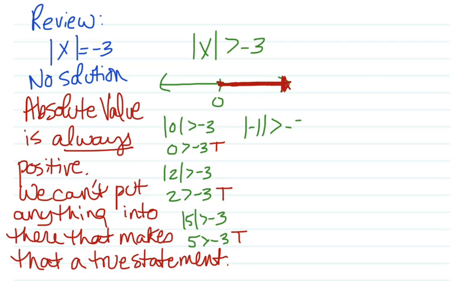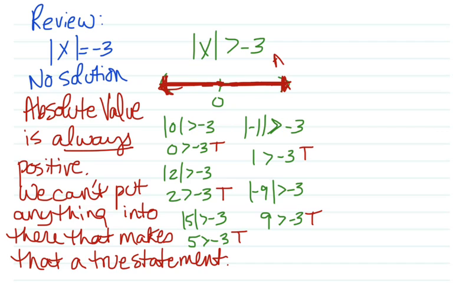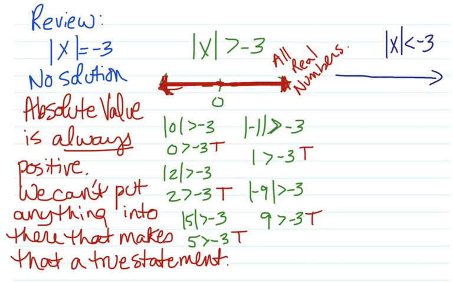Now let's try some negative numbers. Absolute value of negative 1. Well, that's 1. 1 is greater than negative 3, so that's true. Bigger, or a number that's further away from 0. Absolute value of negative 9 is 9. That's true. So when you have an inequality that's a greater than, it's going to be all real numbers. When you have less than, it's a different story.